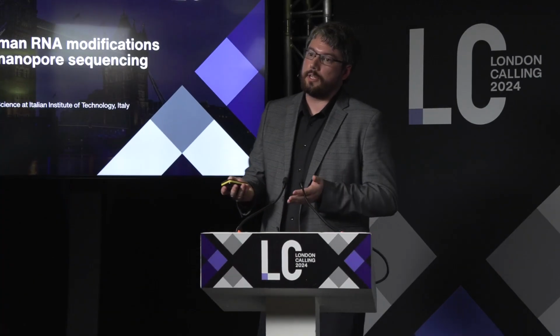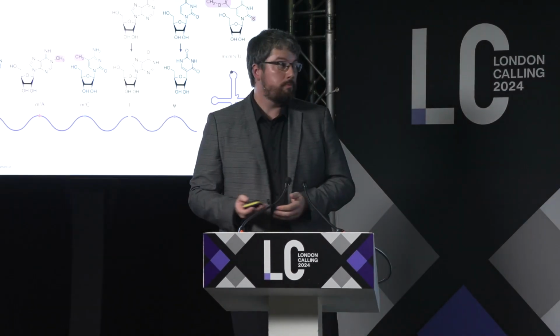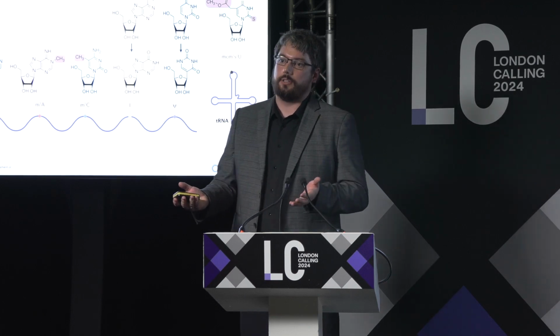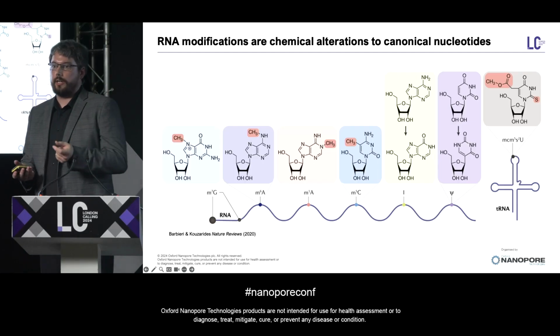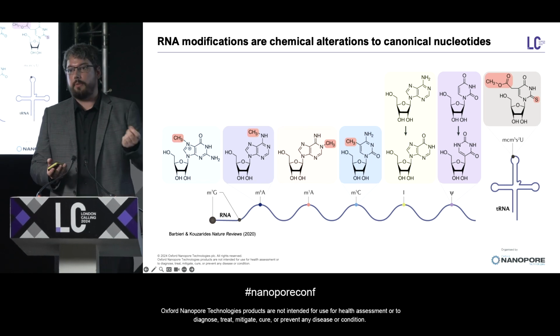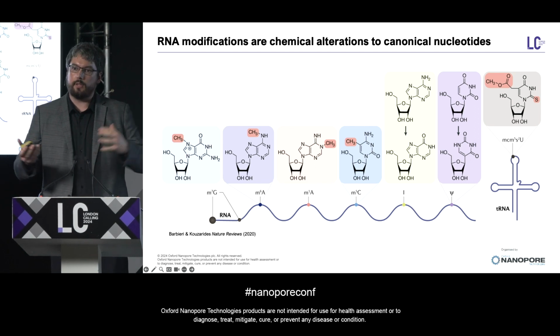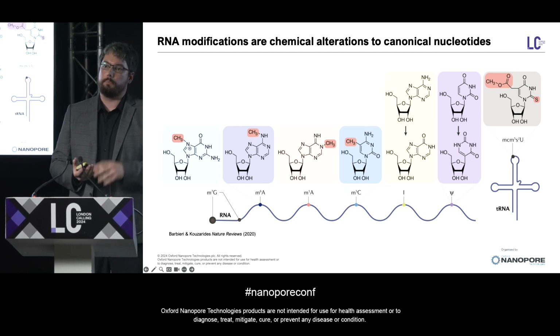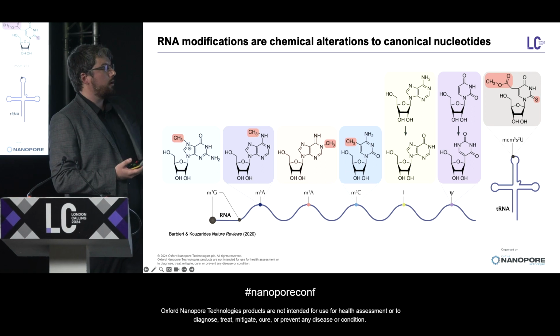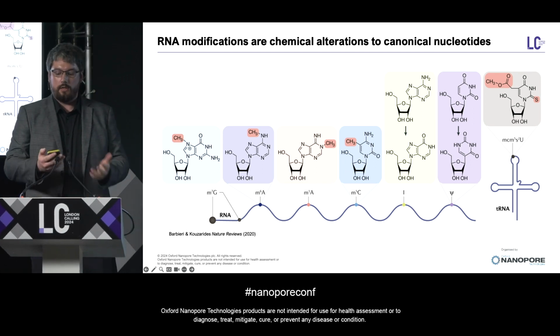Today, I'm going to talk a little bit about my work looking at RNA modifications in the human transcriptome. So first off, what is an RNA modification? It is a chemical alteration to a canonical nucleobase. These can be simple additions of a methyl group or complicated multi-ring structures added to the base or the sugar backbone. And they can be internal to RNA strands or on the ends.